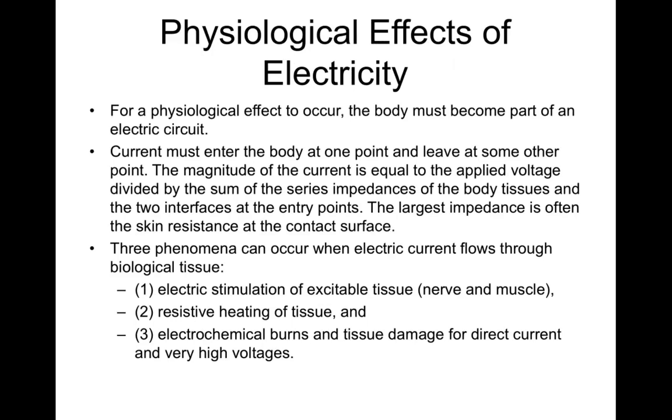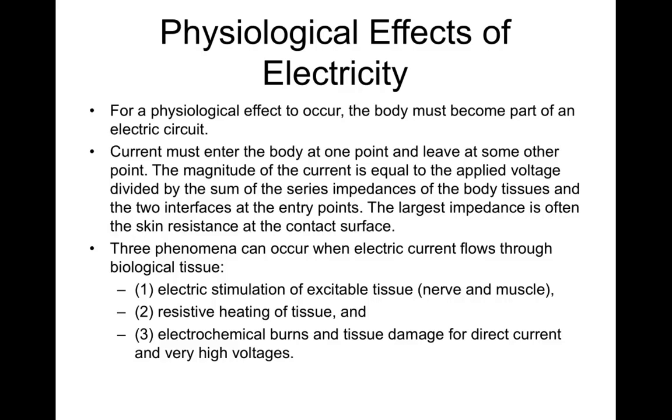So we first need to understand that there are physiological effects that are associated with electricity. And for a physiological effect to occur, the body has to become a part of an electric circuit. In other words, current's got to enter the body at one point and leave at some other point. The magnitude of the current is obviously equal to the applied voltage divided by the sum of all of the impedances of the body tissues in series and the two interfaces at the entry points. Now, typically, the largest impedance that's seen is the skin resistance at the contact surface. The skin is often covered with skin oils, which have a fairly good resistive property.